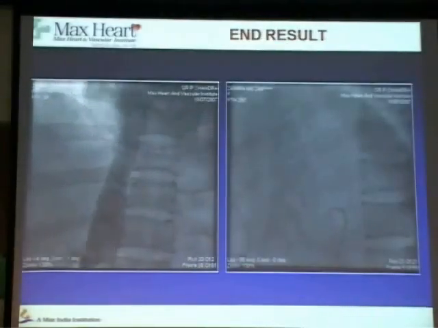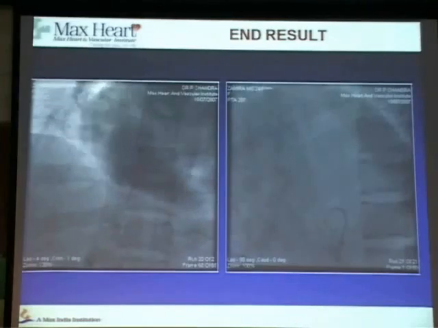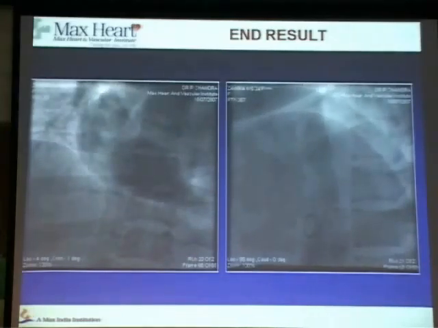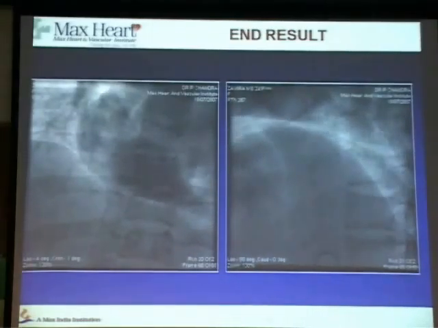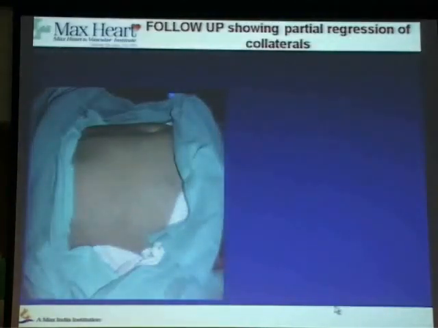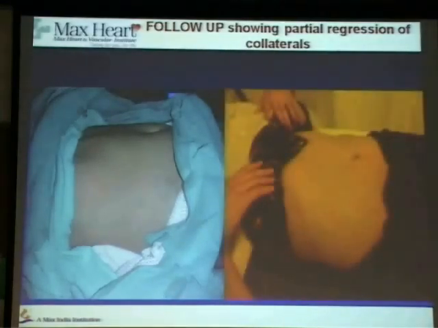So the end result showed a very excellent apposition of the stent with good flow across the IVC. The patient followed up after some time with us, and we realized that there was some partial regression of the collaterals. This is about 2 weeks later.